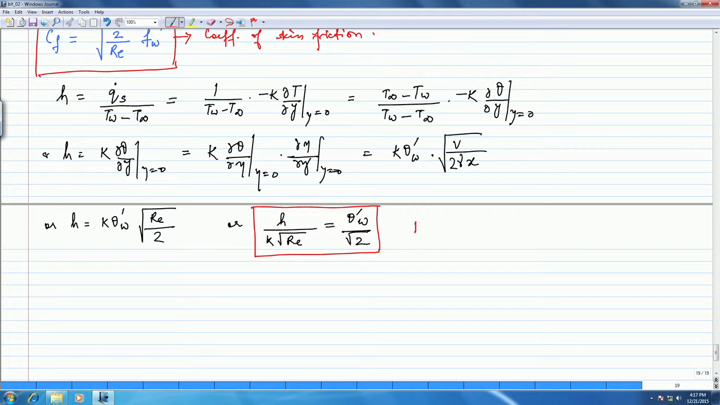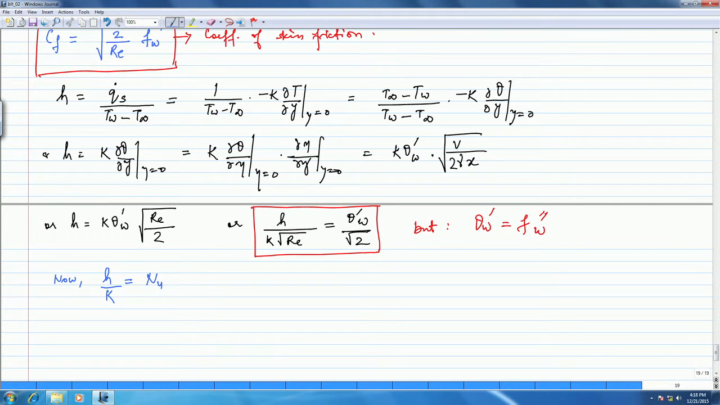Okay, but that's something we know, right? That's what we were sort of talking about, isn't it? Okay, now again, H by K is equal to the Nusselt number.